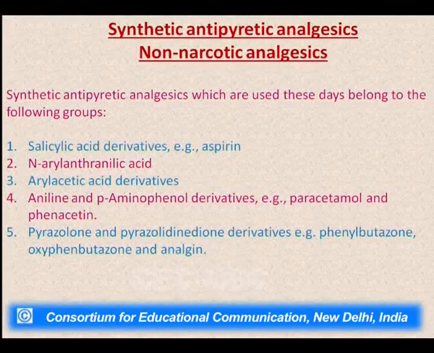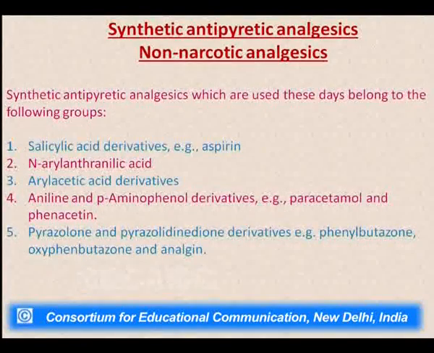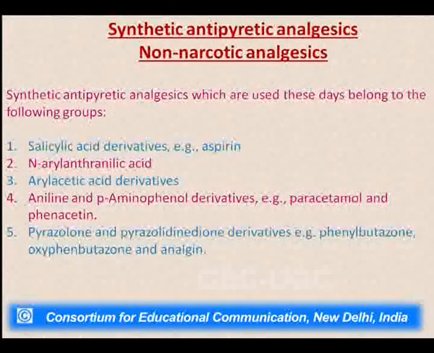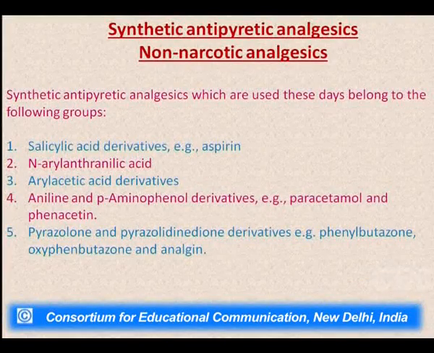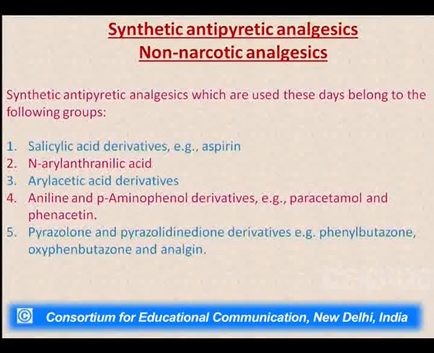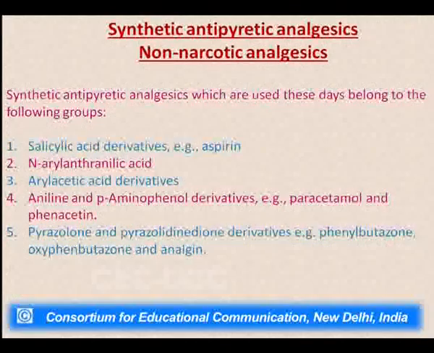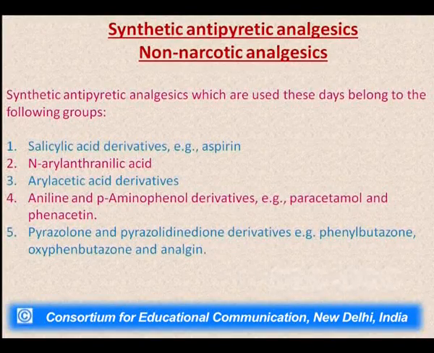Then come the non-narcotic analgesics, which are also called synthetic antipyretic analgesics. These are used these days and belong to many groups. One of them is the salicylic acid derivatives. Aspirin is one of them. The second class is the N-aryl anthranilic acid, aryl acetic acid derivatives, aniline and para-aminophenol derivatives. Paracetamol and phenacetin come in this class. Pyrazolone and pyrazolidine dione derivatives, phenylbutazone and analgin, these three drugs come in the fifth category of synthetic antipyretic analgesics.